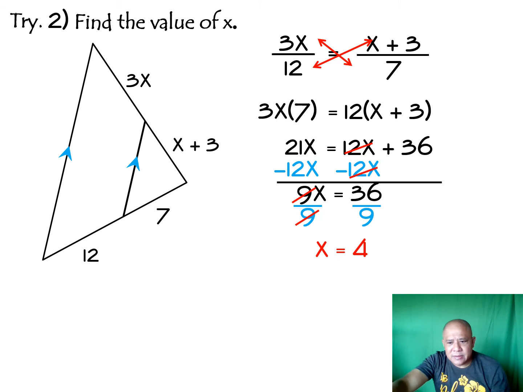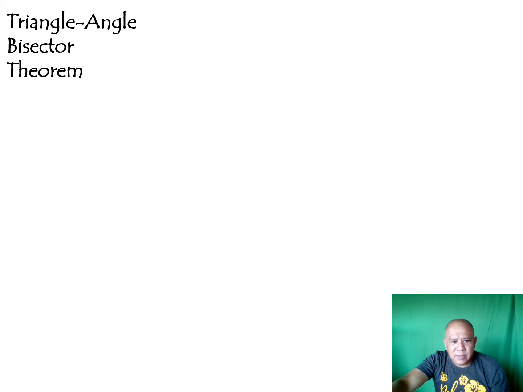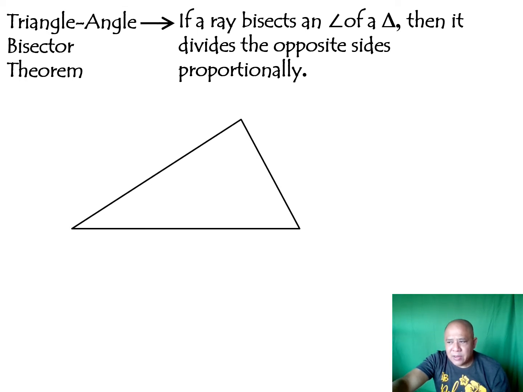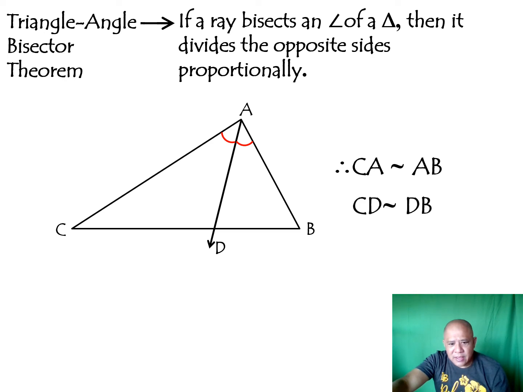Okay, we're almost done. This is the last theorem I want to teach you. The next theorem is called the triangle angle bisector theorem. And what does it say? If a ray bisects an angle of a triangle, then it divides the opposite sides proportionally. It doesn't matter what triangle it is. If an angle bisects it, then both sides are proportional. So CA is proportional to AB, and CD is proportional to DB. This is called the triangle angle bisector theorem.